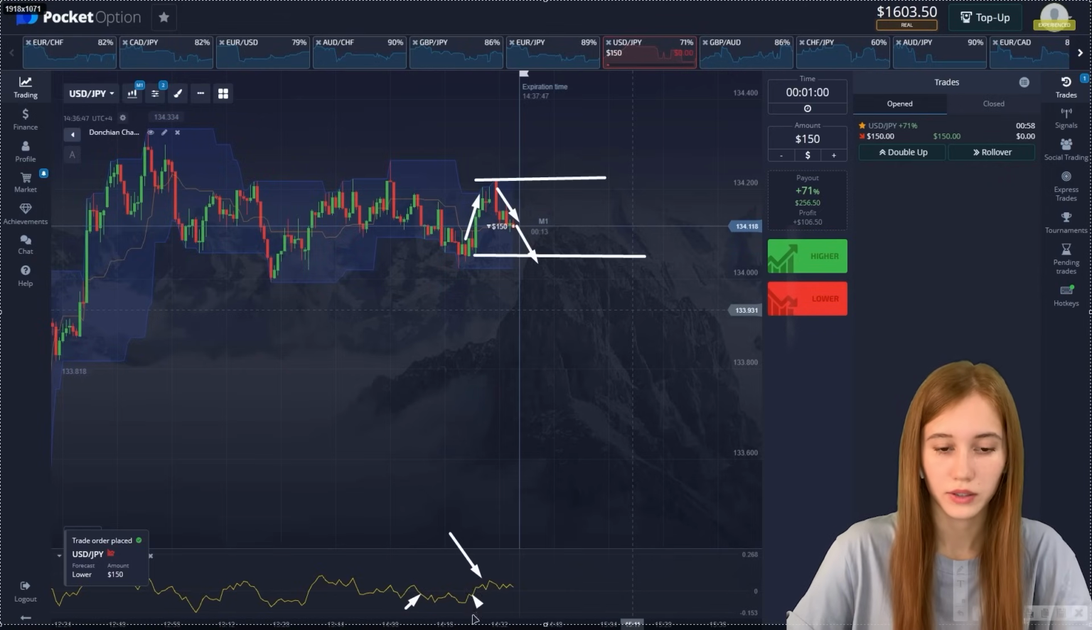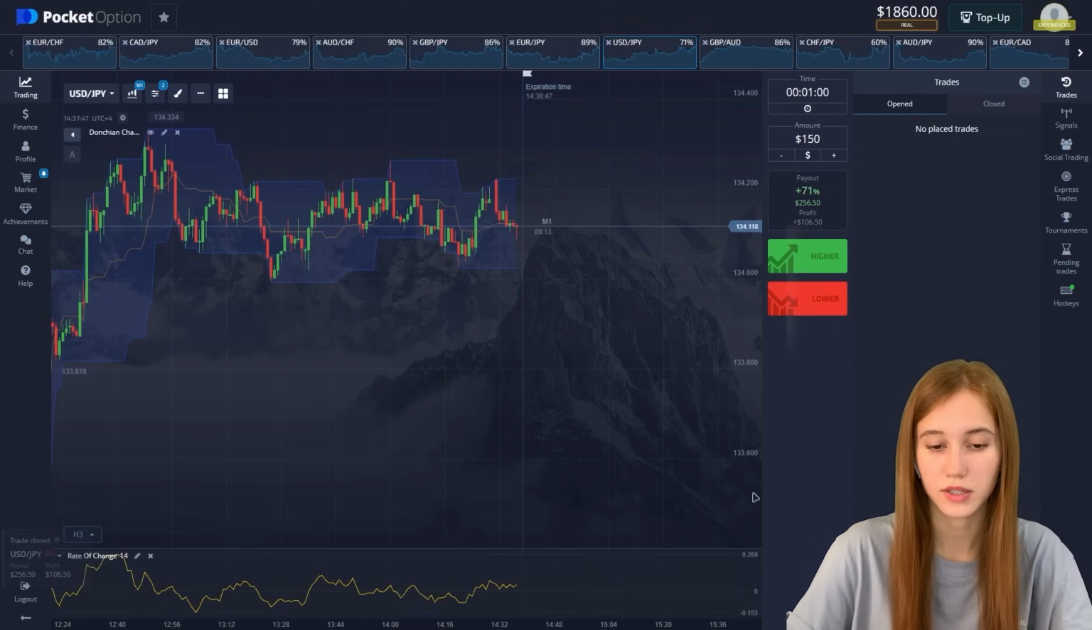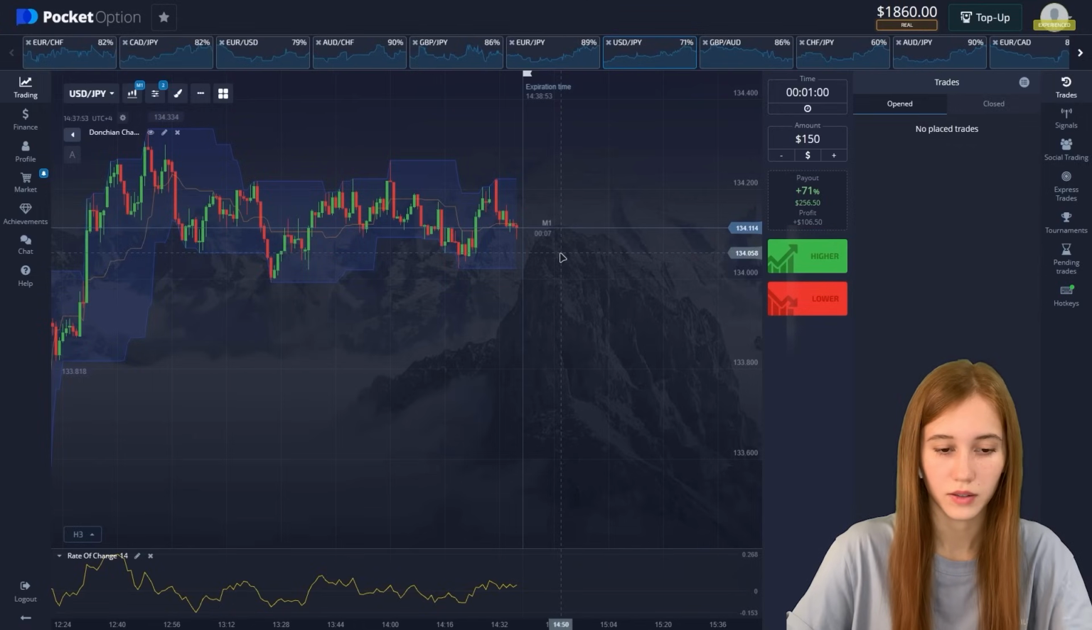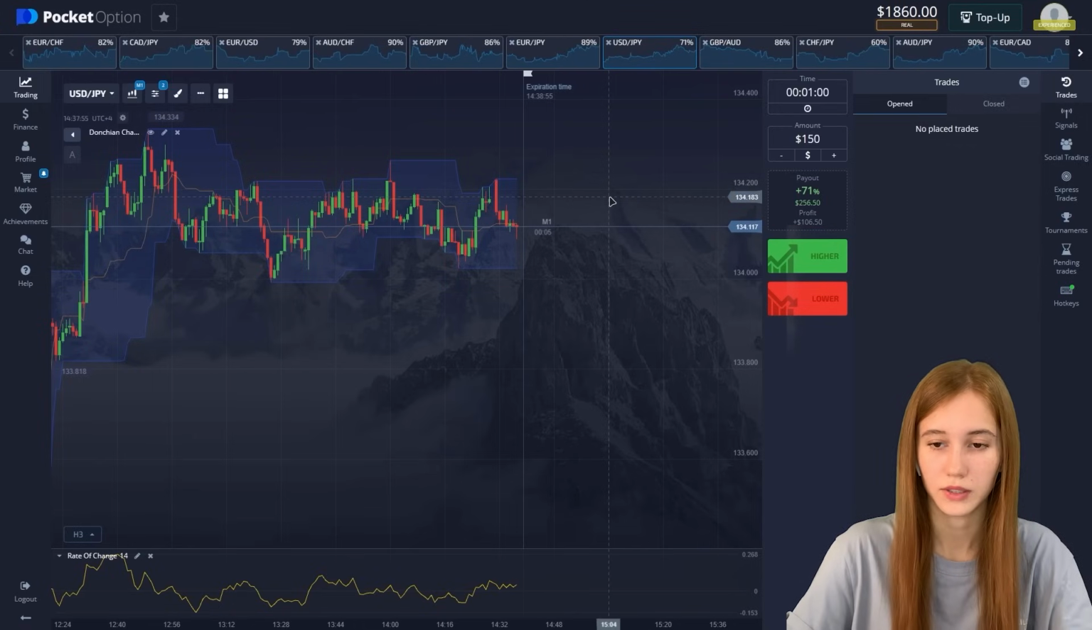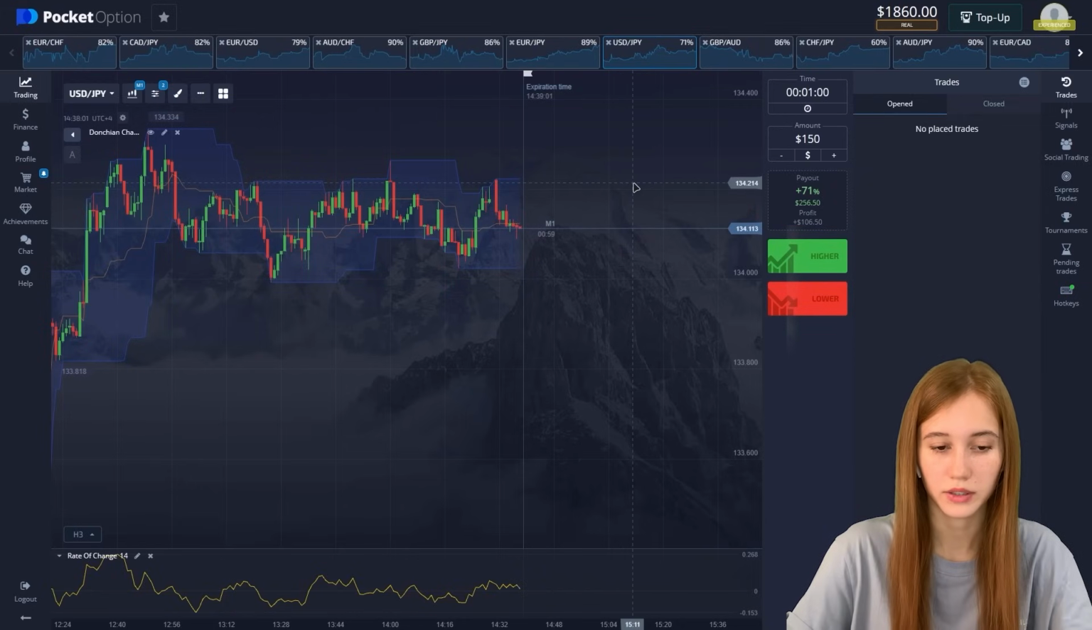Also, if you look closely, this indicator shows a fall. That means that the market will be decreasing to this level. Let's take a look. Good, plus deal. Let's see, increase in balance. Almost $2,000 on my balance, and let's move on.